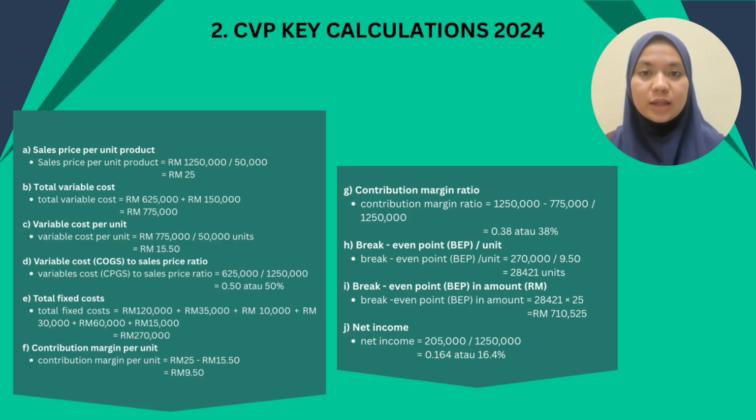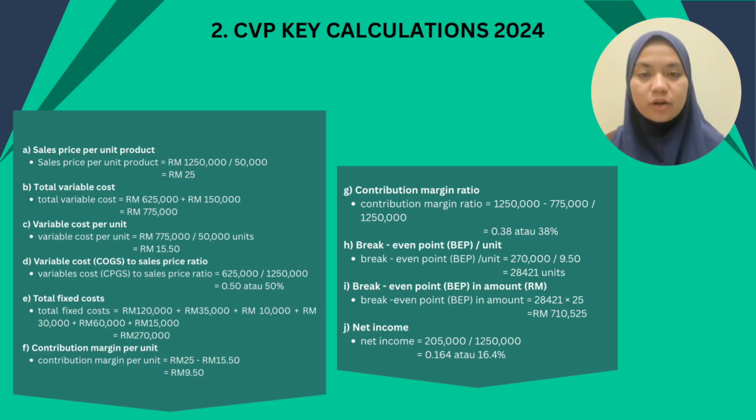For the first, sales price per unit. The formula to calculate the sales price per unit equals sales revenue divided by units sold, and the calculation is 1,250,000 divided by 50,000 equals 25. For the next step, total variable cost equals variable production cost plus sales commission. The calculation is 625,000 plus 150,000 equals 775,000.